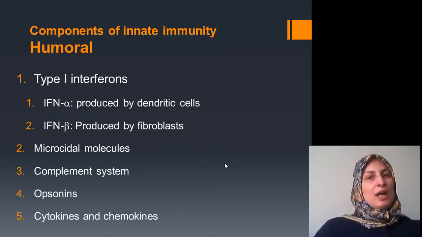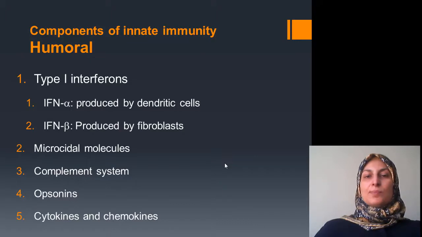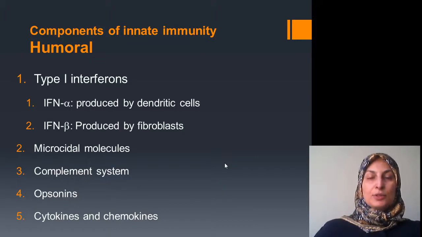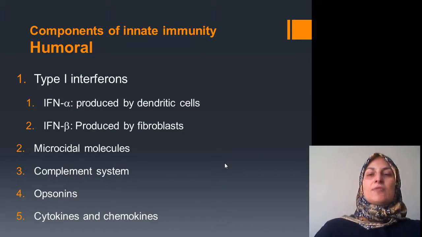So we have two types of interferons. We have type 1, which includes alpha and beta interferons, and this is part of the innate immunity. And we have type 2 interferon, which is interferon gamma. Interferon gamma is part of the adaptive immune response.